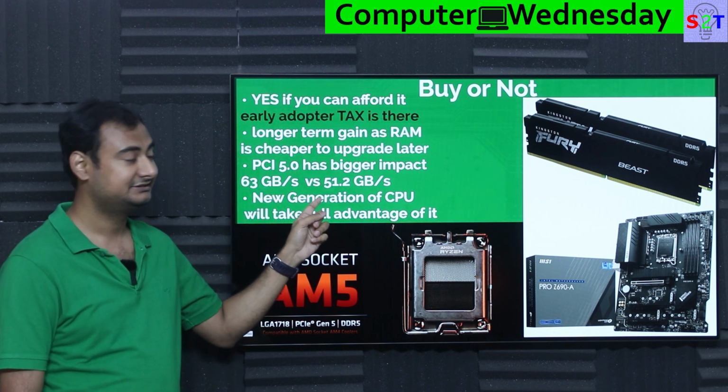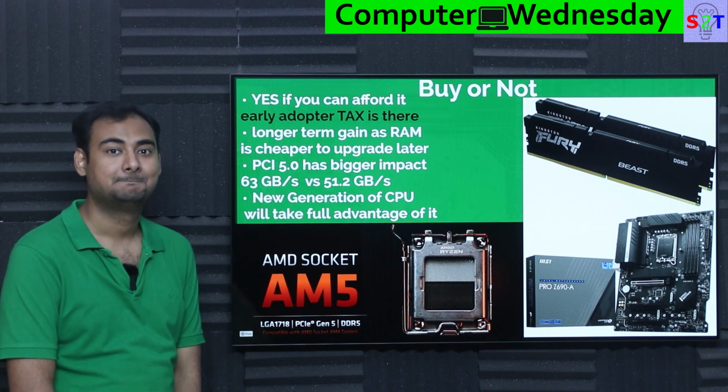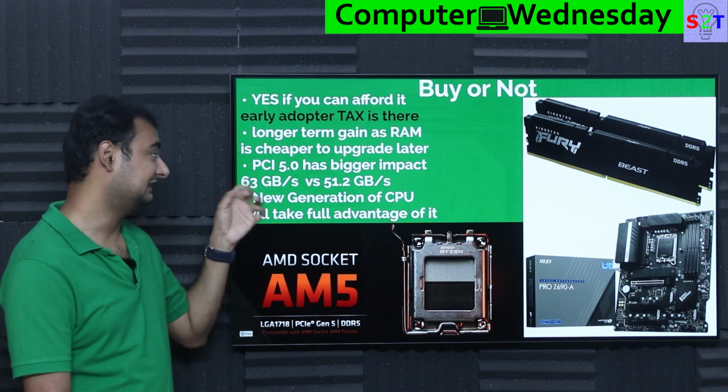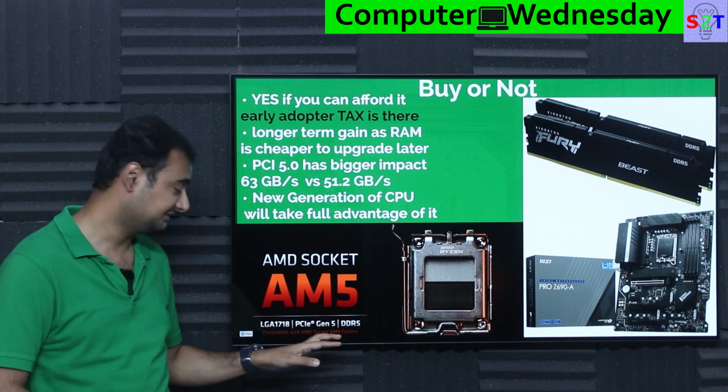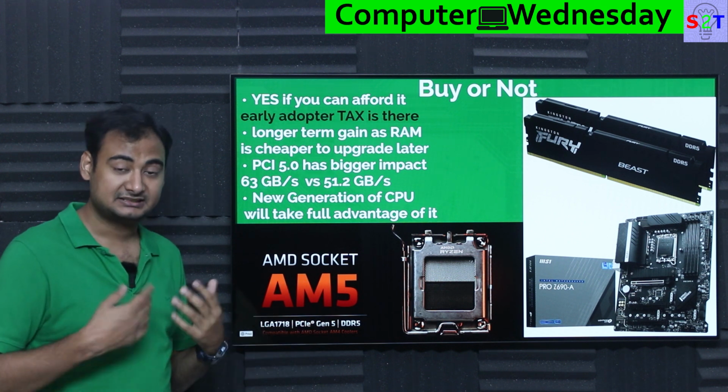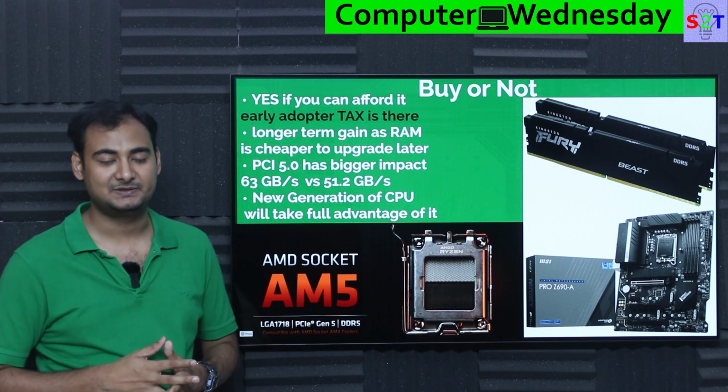Compared to DDR5, 51 Gbps. Let that sink in. RAM is slower than basically PCI 5.0. So that's why when AM5 is released, it has Gen 5 systems. And that's why you will notice direct storage is becoming such a thing.